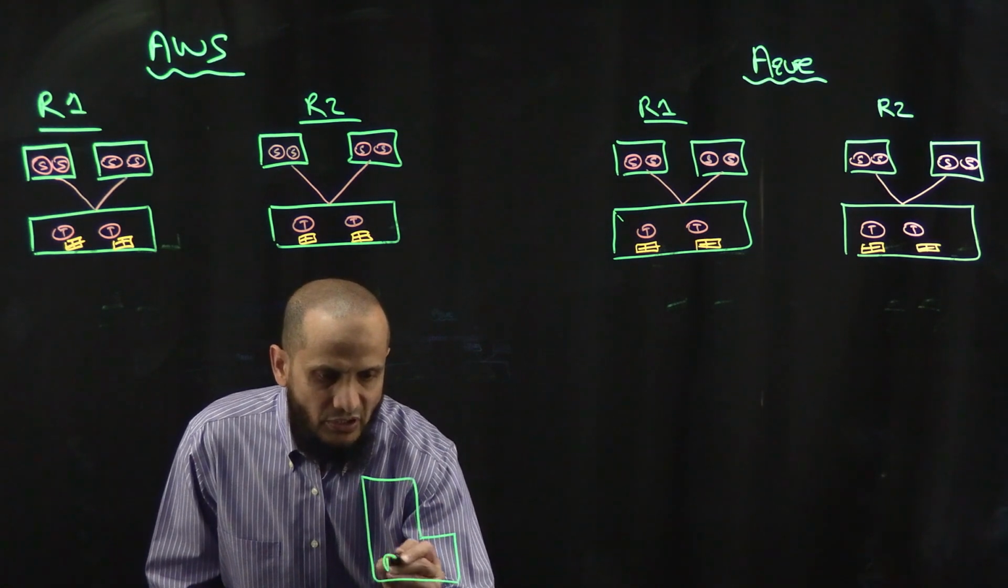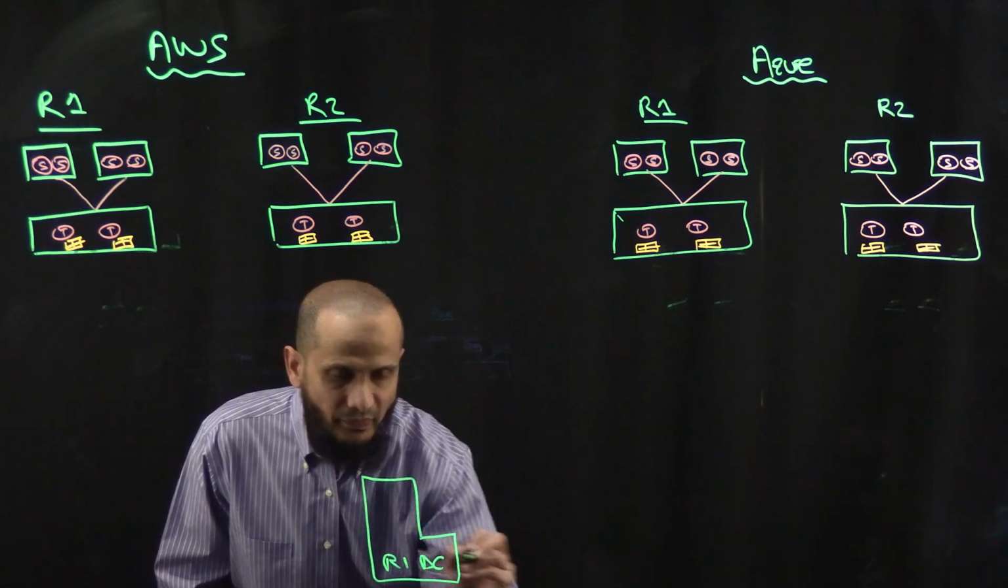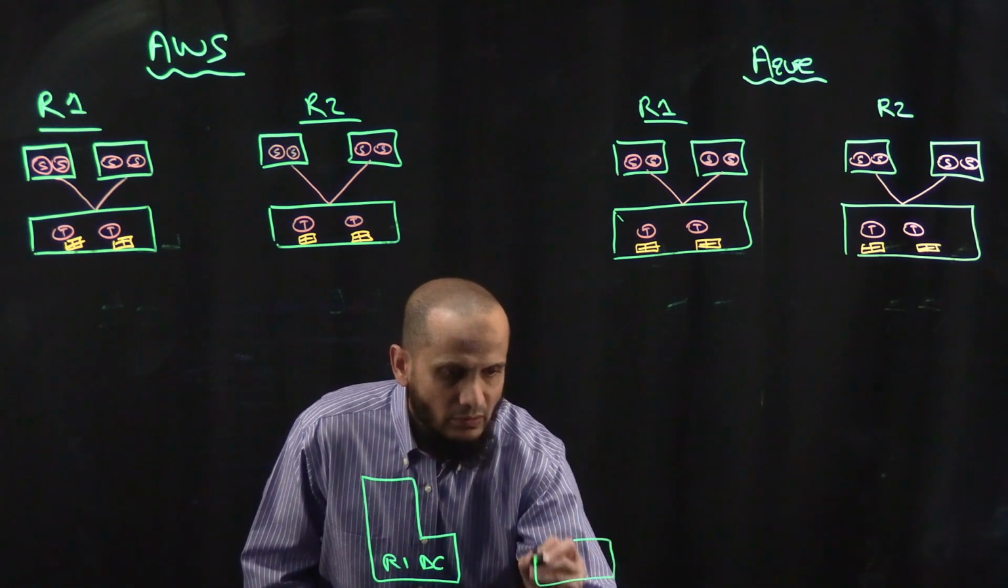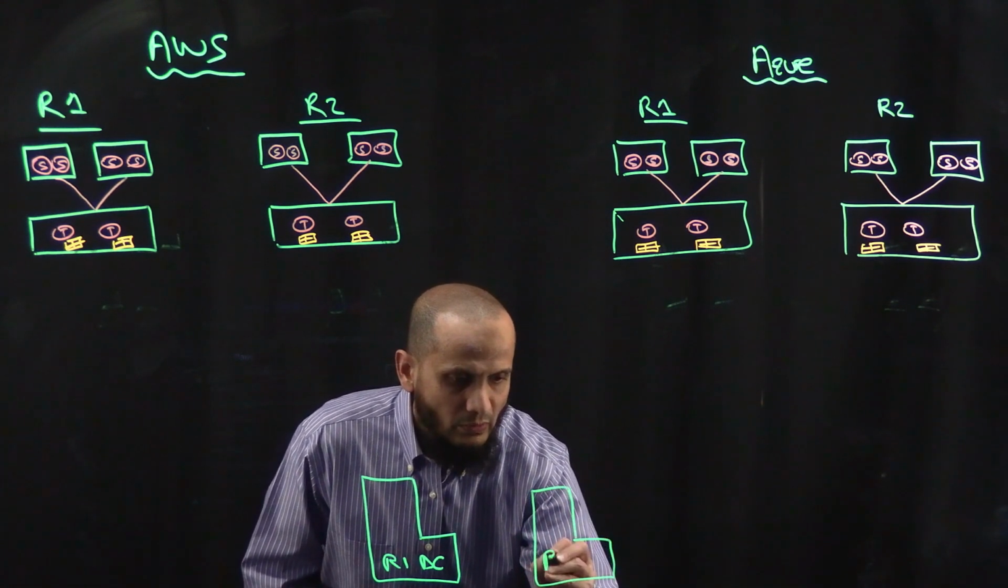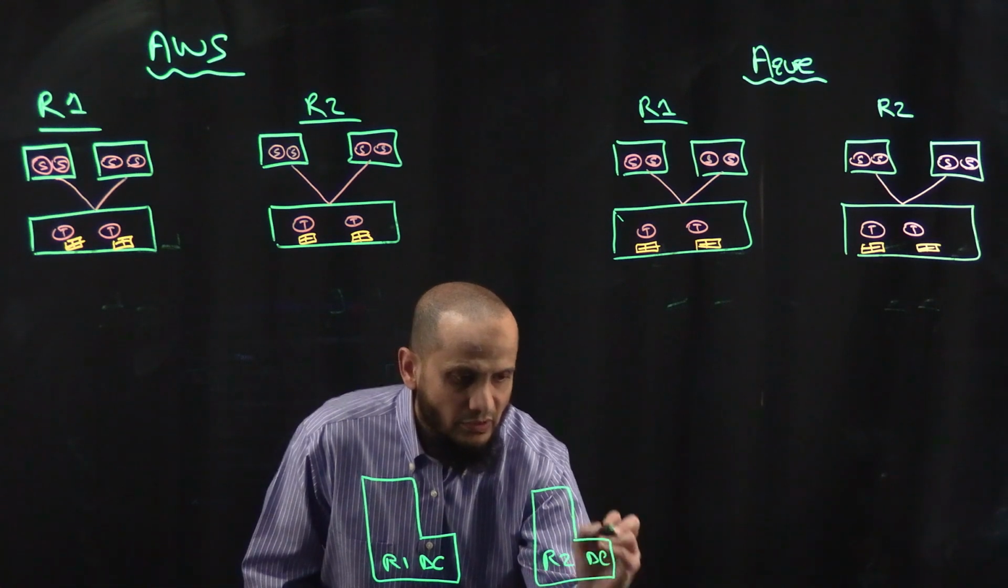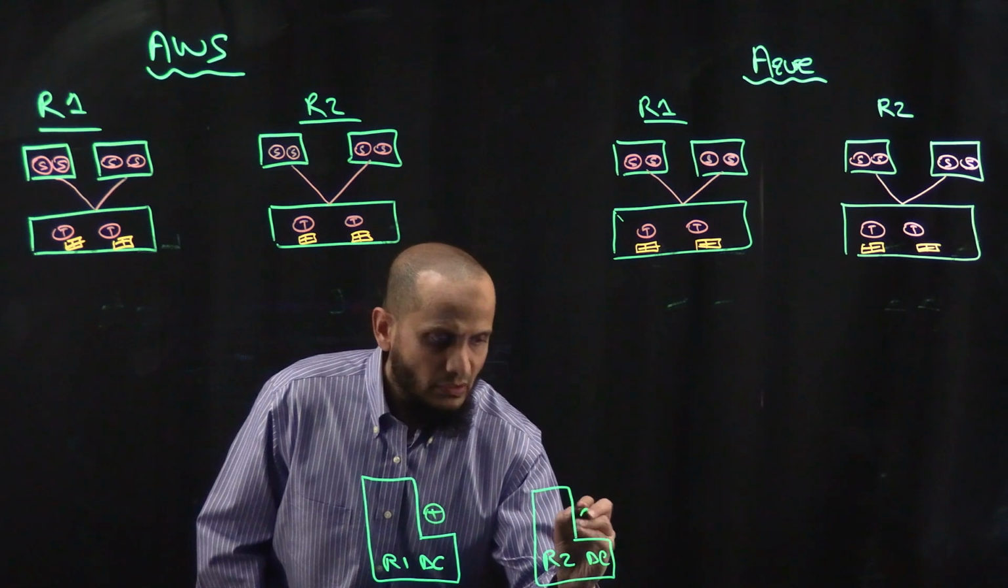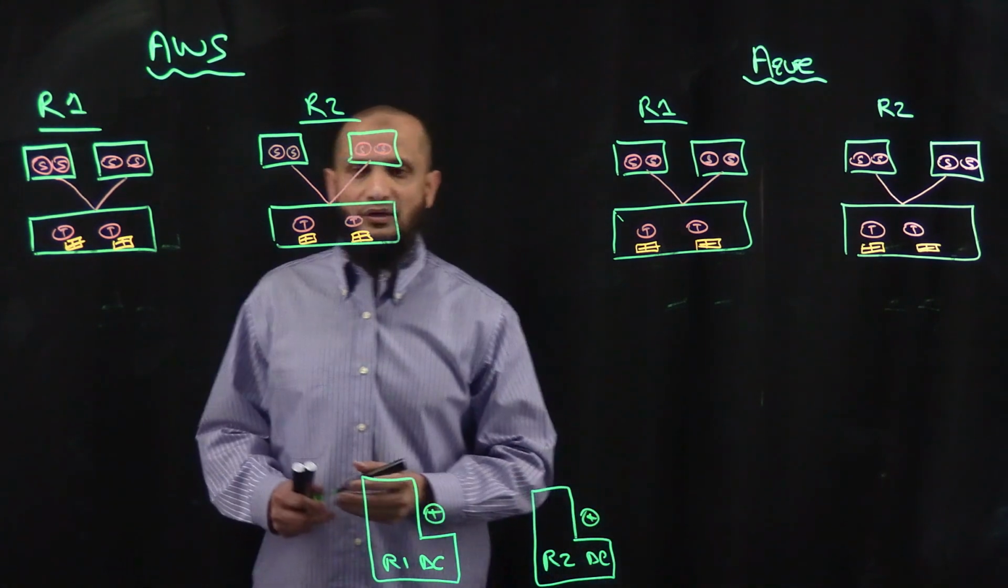Let's call it region 1 DC. And this one, let's call it region 2 DC. They have some WAN routers over here.